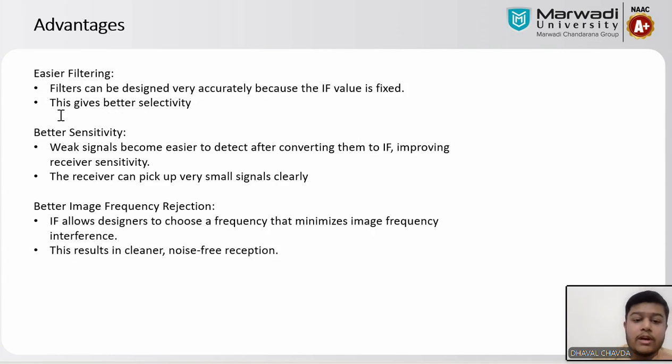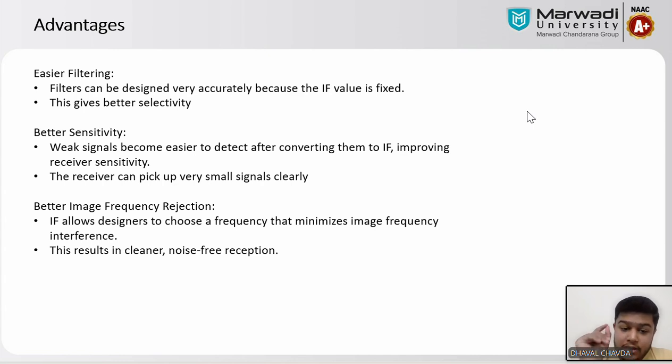Now what are the advantages of IF frequency? It's easier to filter out. Filtering can be designed very accurately. How? Because the frequency value is fixed. This gives better selectivity. Another advantage is better sensitivity. Weak signals become easier to detect after converting them to IF frequency. So even if the signal is weak, if it is IF, we can still capture it. This is one of the advantages of intermediate frequency.